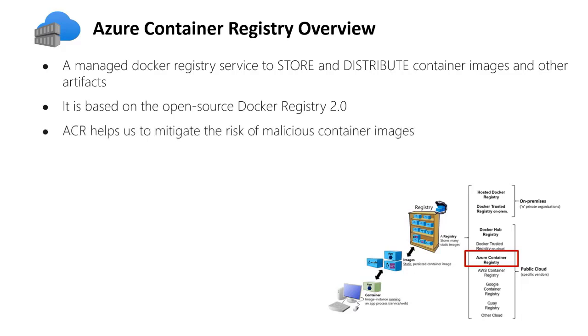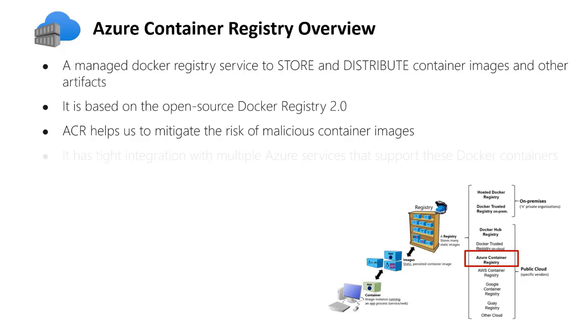It can help us to mitigate the risk of malicious container images. The advantage is that rather than our developers going out to Docker Hub to pull down their base images, or maybe even publishing their containerized images publicly, we could have a private registry where we can store trusted images. You can use that essentially as a source of truth. They can pull trusted images from that and use them to build their own images. And also they can use that as a central place to publish whatever images they need to distribute.